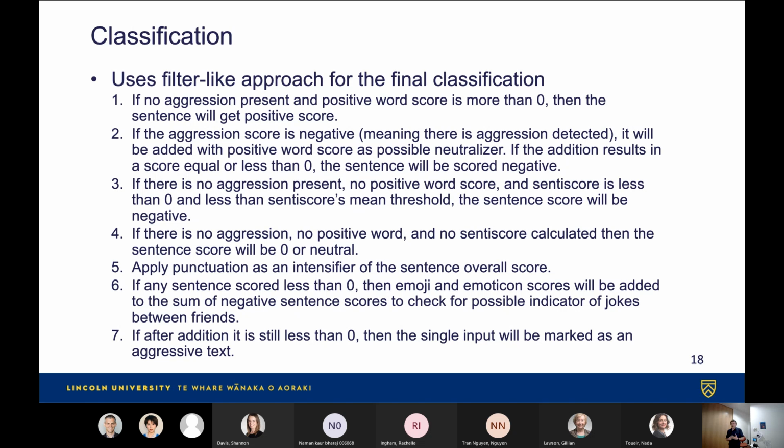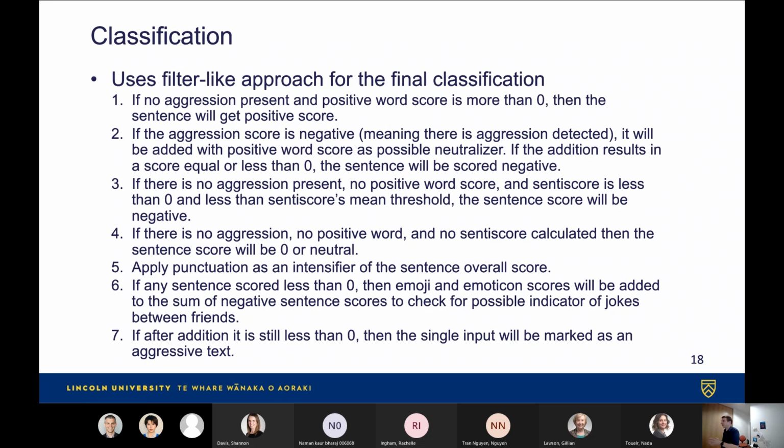So we've gone through and processed the different aspects of our text, and then we come up with scores for these different things. Then what we've got to do is say, well, is that someone being positive? Is that someone just having a bit of a negative statement? Or is that actually cyber aggression or cyberbullying? And so this is a set of filters.